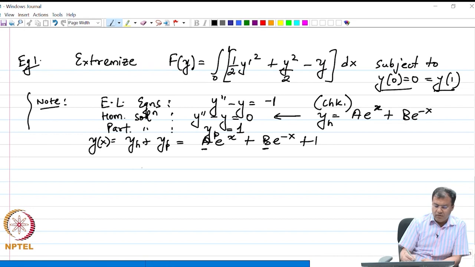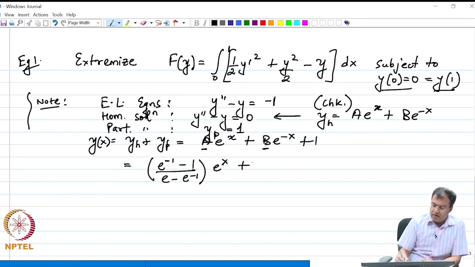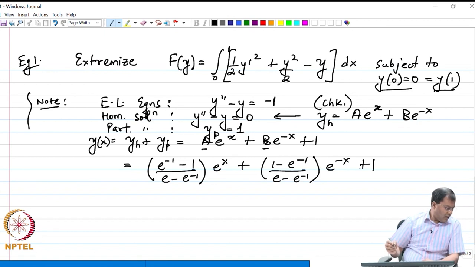And let me just write down the final answer after finding the constants. I see that y is the following: constant (e to the power minus 1 by e minus e to the power minus 1) times e to the power x plus 1, minus this quantity, e to the power minus x plus 1. Okay. So students should check that this indeed satisfies both the boundary conditions. Okay.